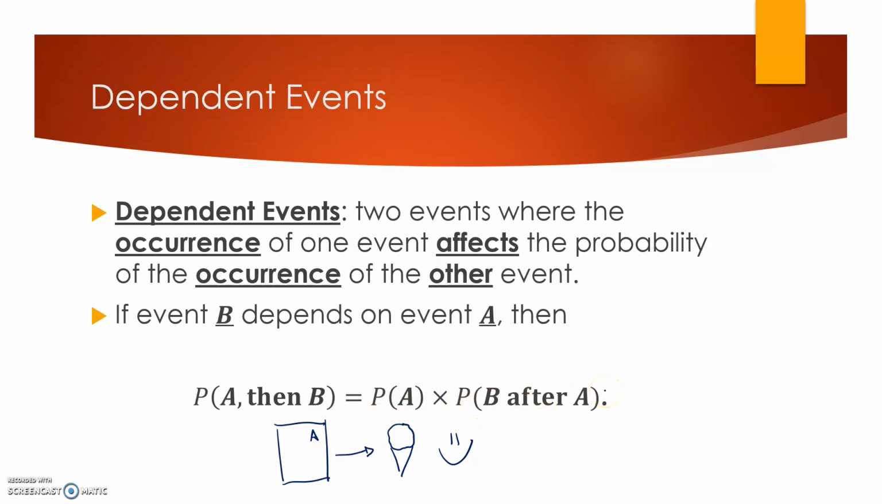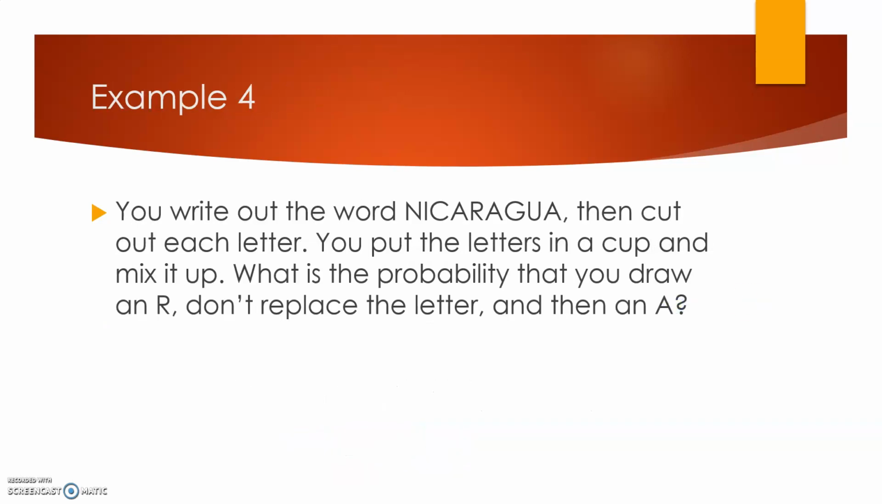So what's the probability of A happening? What's the probability of me getting an A on the test? And then what's the probability of me getting ice cream after that first thing has happened?